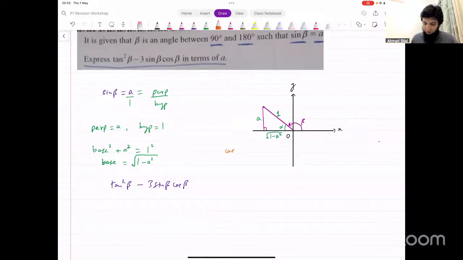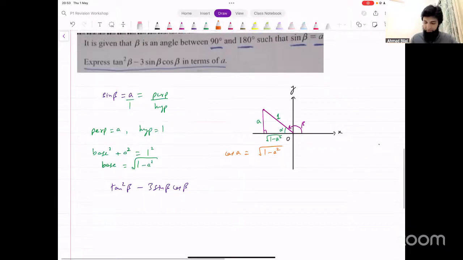Cos of A. What is that? That's base over hypotenuse. So that will be square root of 1 minus a squared divided by the hypotenuse, which is 1. But then you put a negative sign with that because this is in the second quadrant.